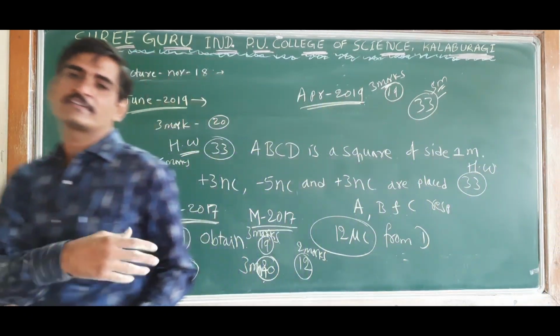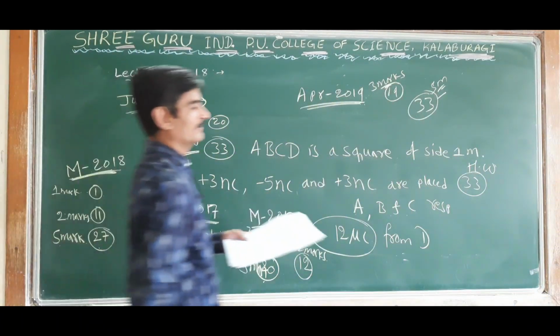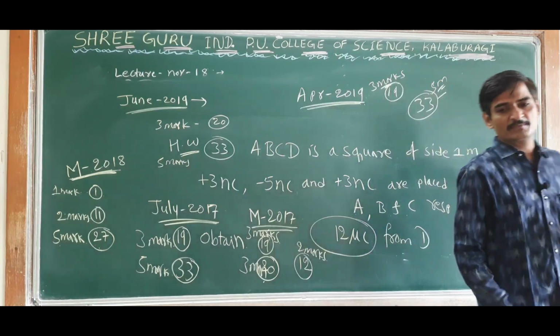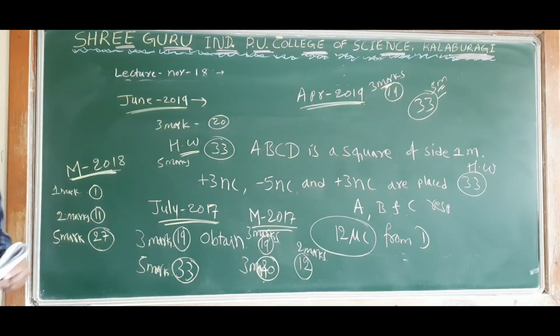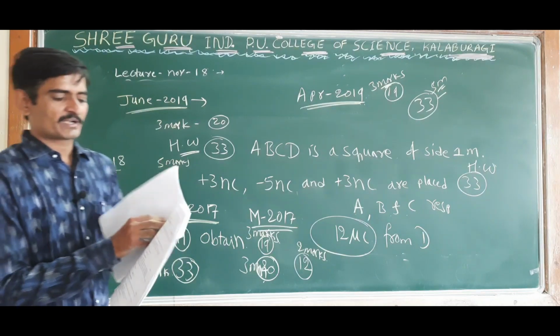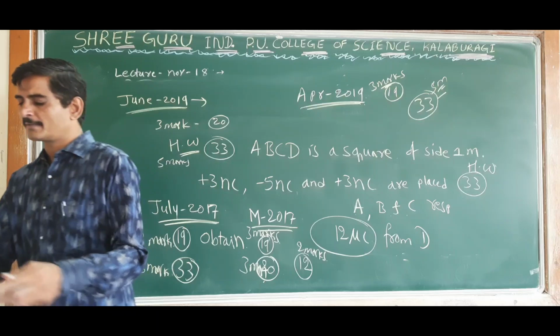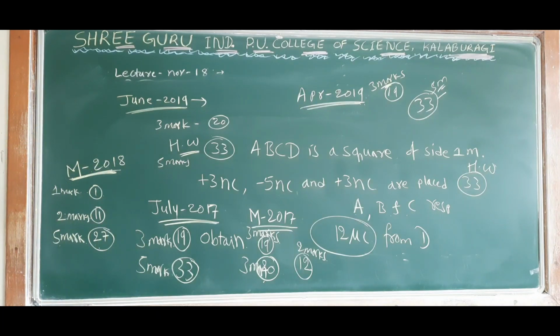Okay, we have solved this kind of numerical already. So you only solve this one. So this is chapter number 2, electric potential and capacitor; the theory part is completed.